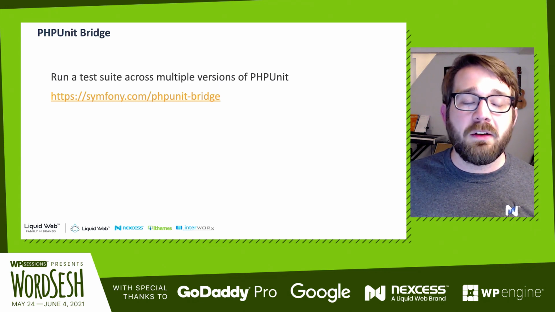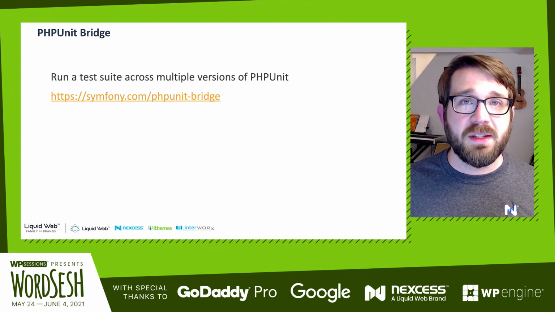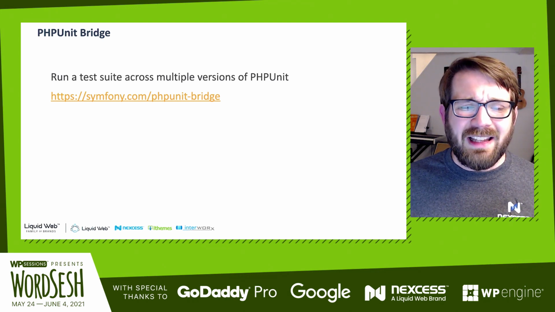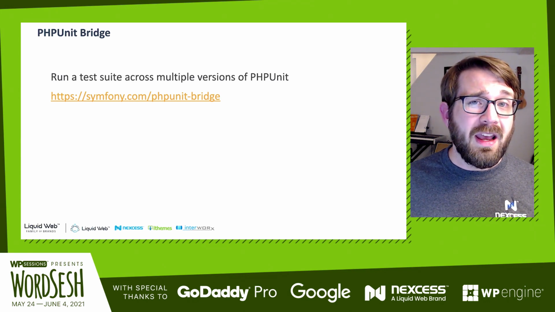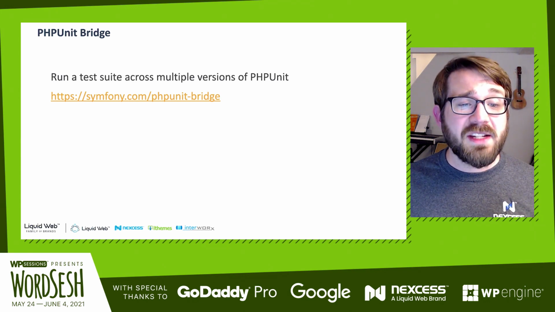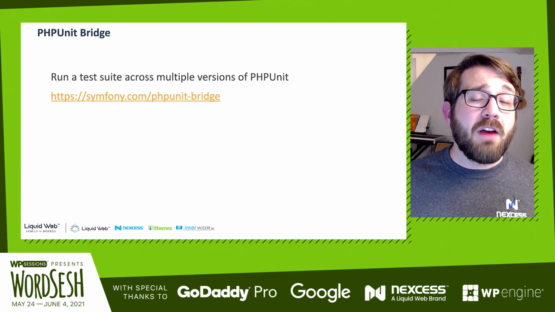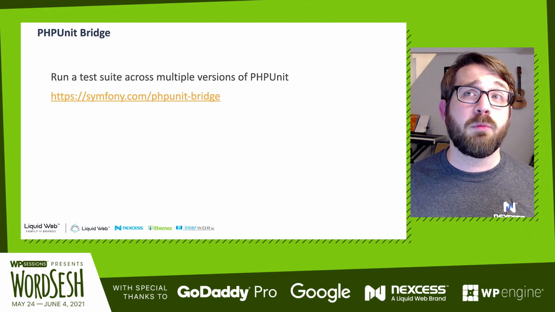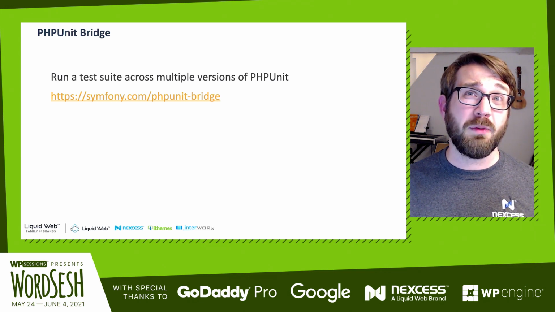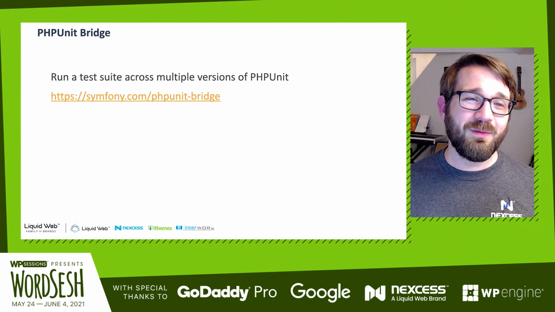So the solution we settled on was a library called PHPUnit Bridge. It's part of the Symfony framework, and it lets us run the latest version of PHPUnit based on the PHP version. Furthermore, we hacked the core test suite just a little bit to get it running on PHP 8. So now every time we push our code, it's being tested across multiple versions of WordPress on PHP 5.6, 7.0, 7.1, 7.2, 7.3, 7.4, and 8.0, which is pretty cool to see.